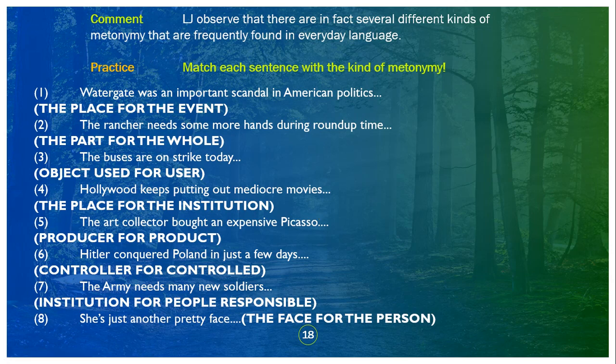And then, Hitler conquered Poland in just a few days. The type of metonymy is controller for controlled. And the army needs many new soldiers. This is the type of metonymy, institution for people responsible. And the last, just another pretty face. The metonymy is the face for the person.